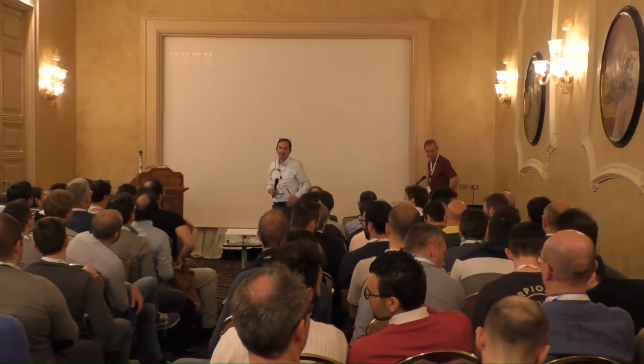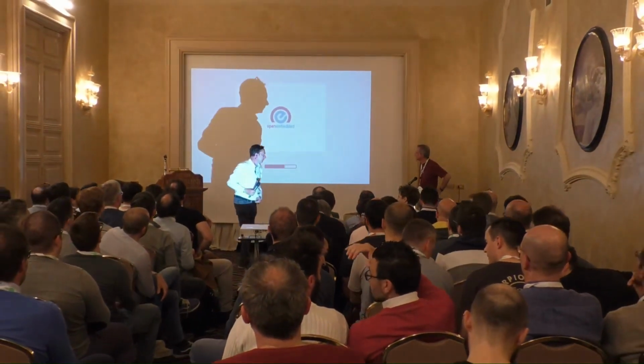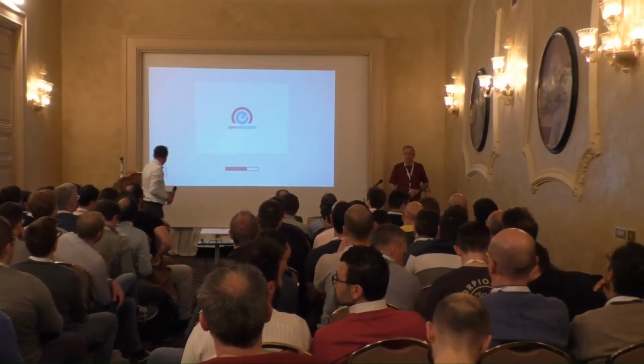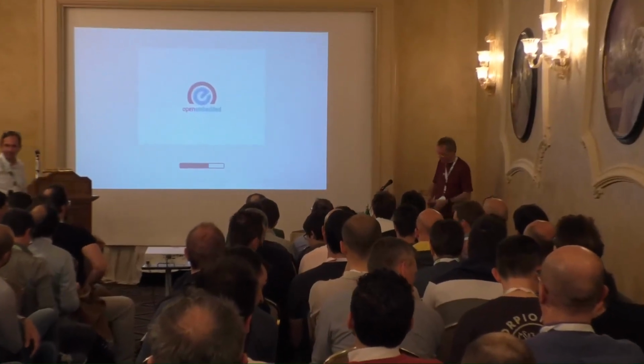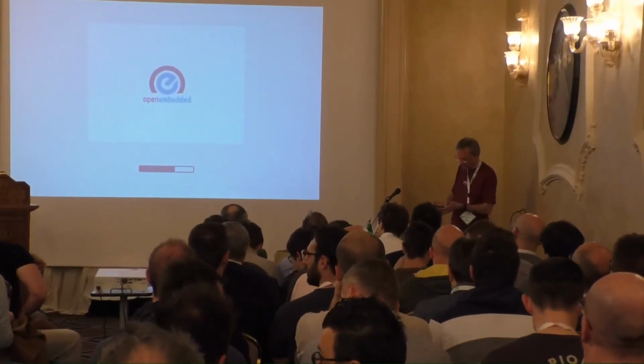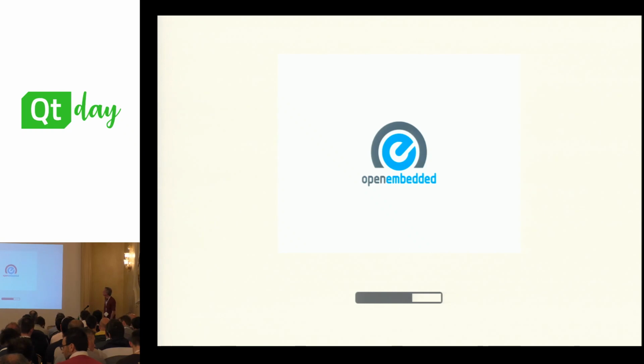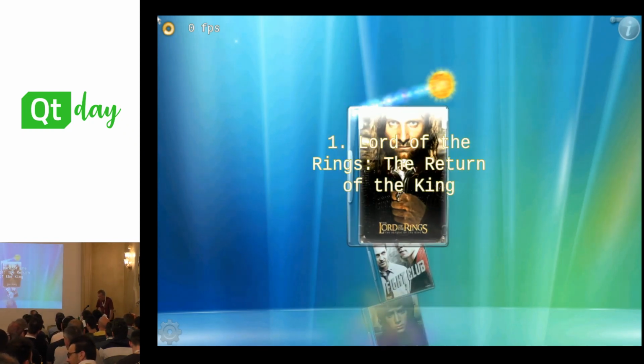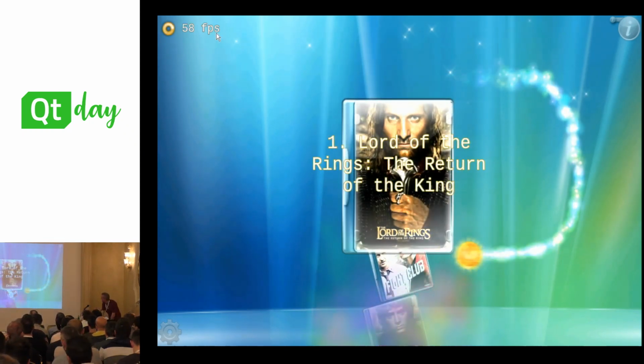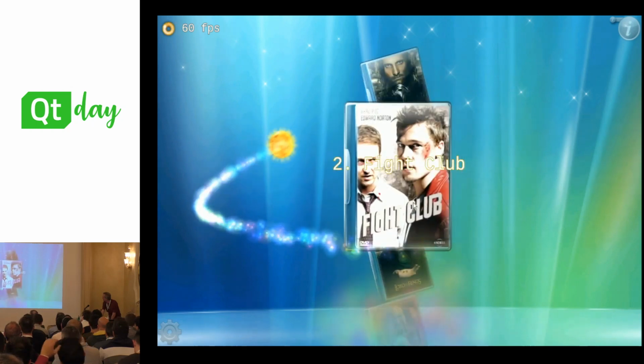Let's see if it works. I changed the splash screen here instead of the standard Yocto one. So my friends from OpenEmbedded will be happy. And here we have the typical cinematic experience running on the Raspberry Pi.